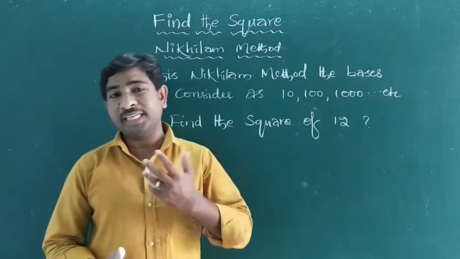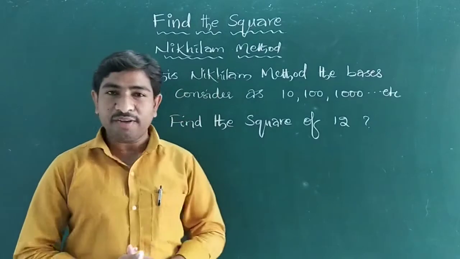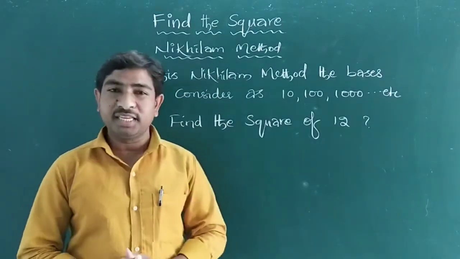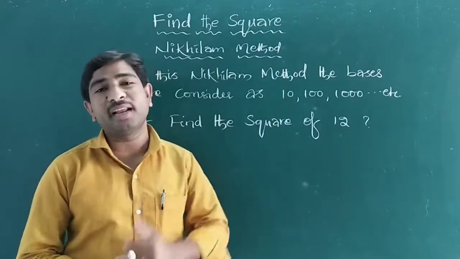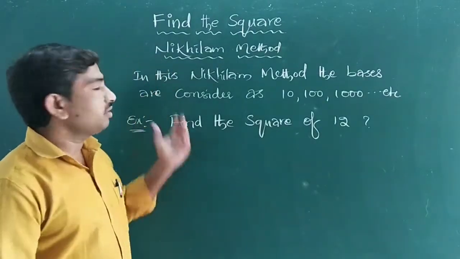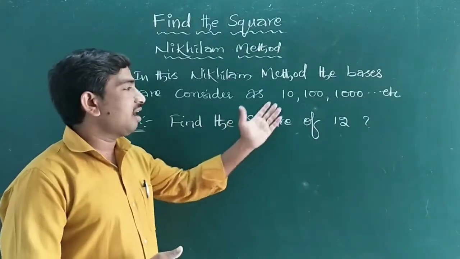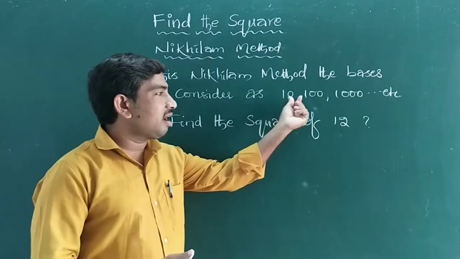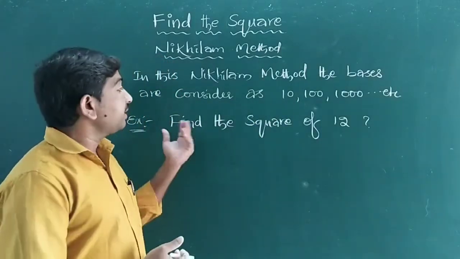I am going to explain the easiest way to find the square of any number by the Nikilam method from Vedic mathematics. It is very easy, very interesting, and a very miraculous method. So how can we use this Nikilam method? In this method, the bases are considered as 10, 100, 1000 and so on. So how to find the square by this Nikilam method?